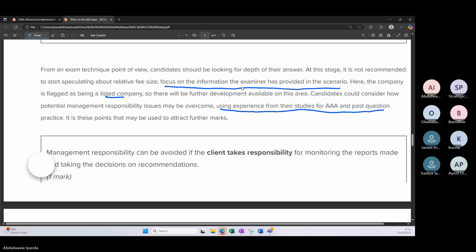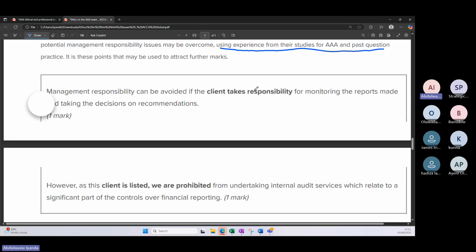And past question practice. It is those points that may be used to attract further marks. So you can go further now. The management responsibility can be avoided if the client takes responsibility for monitoring the report made and taking decisions on the recommendation. The client will not just sit down and expect that you as the auditor, they will pay you, so we don't need to do any extra task. They also need to take an active role. So you can also go further.